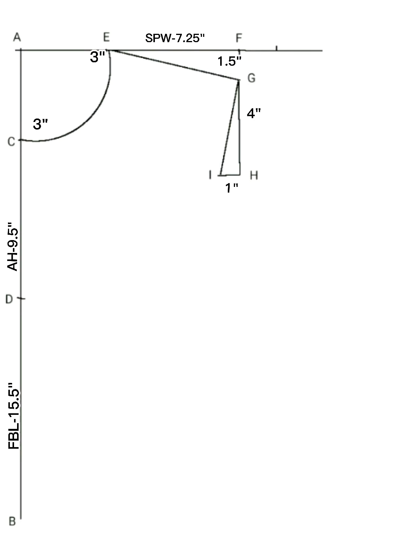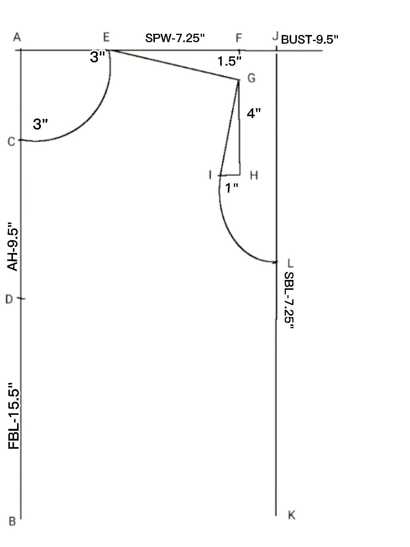34 divided by 4 is equal to 8.5, then add 1 inch to make it 9.5. Extend the line to point K. To find your side body's length, use FBL. 15.5 divided by 2 minus 1/2 inch is equal to 7.25. Connect I to L by using French curve.